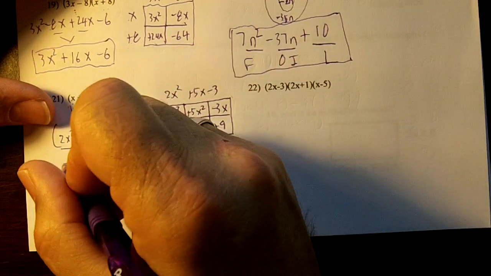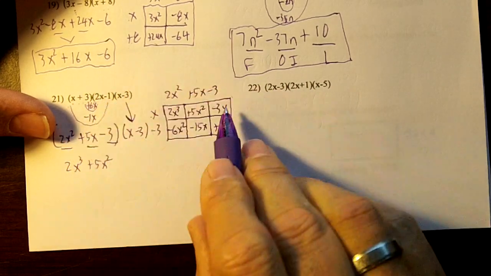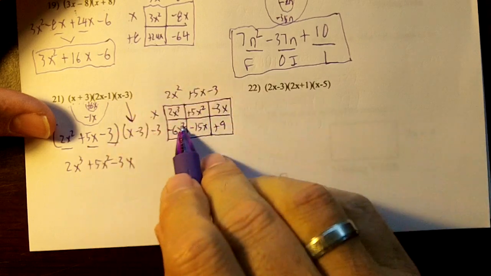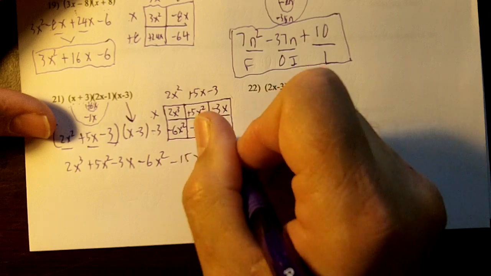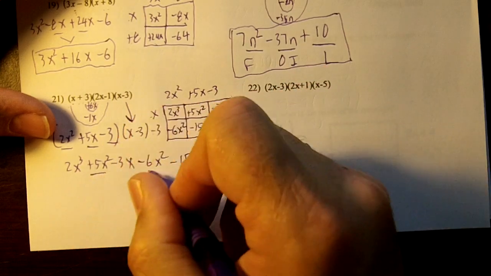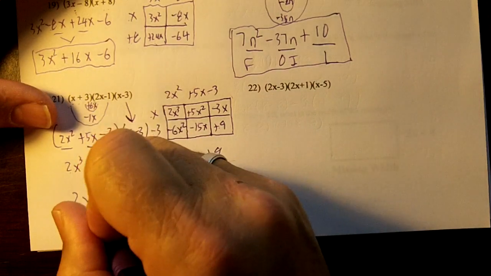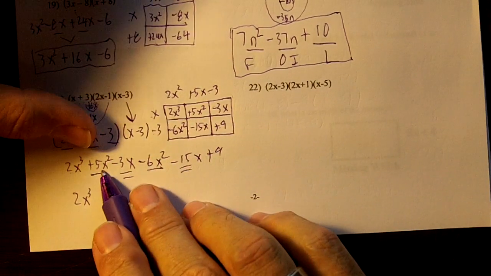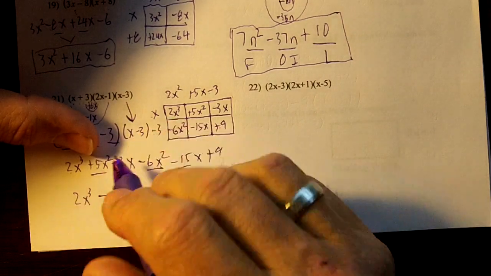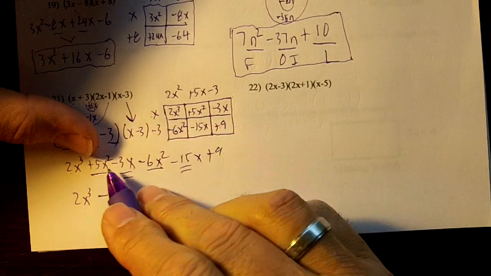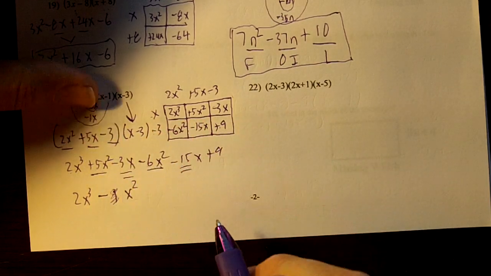Now I'm going to write all this down. 2x cubed plus 5x squared minus 3x minus 6x squared minus 15x and plus 9. I could group my x squares together and I could group my x's together. So this drops, 2x cubed. Now then, 5x squared minus 6x squared. 6 is bigger, so the negative drops. 5 minus 6 is a negative 1. My letter's x, my exponent's 2. Technically, you wouldn't have to put that 1, would you?